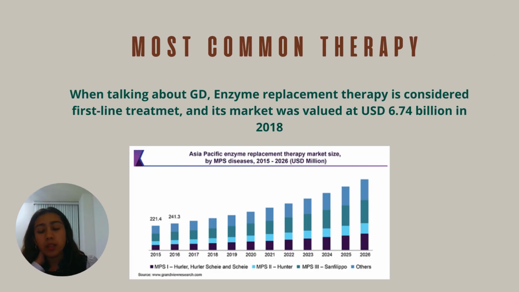For the most common therapy, we can be talking about Gaucher's disease. We talk about enzyme replacement therapy, and it's considered first-line treatment, and its market was valued at 6.74 billion US dollars in 2018. It has had an exponential increase in its use.